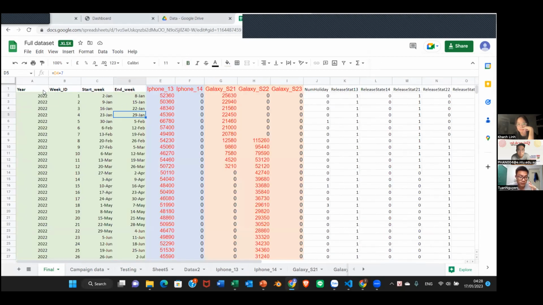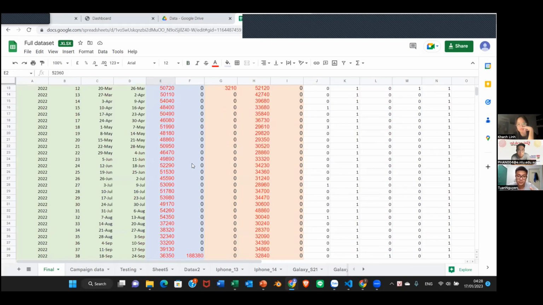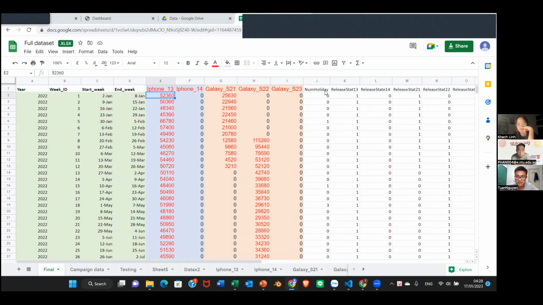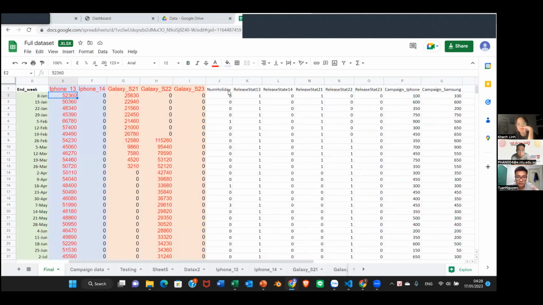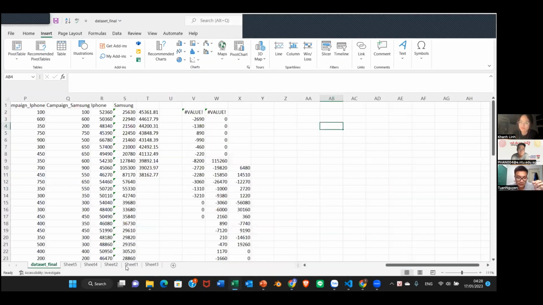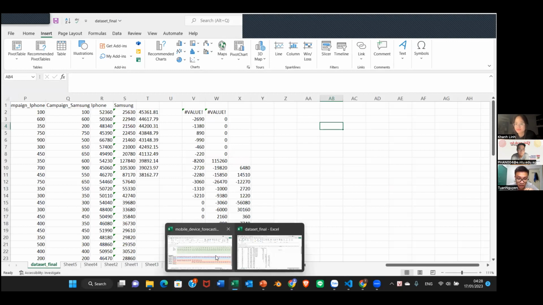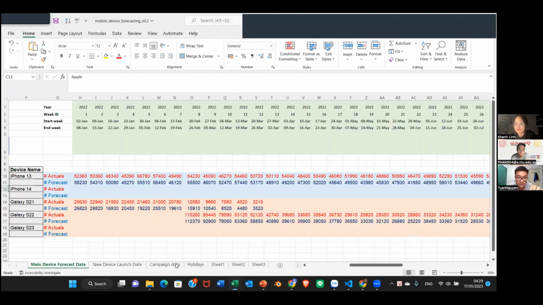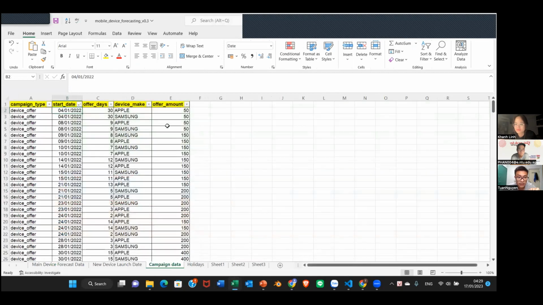So we have the year, the week ID, the start and the end week, the data for the sales of the iPhone 13 and the iPhone 14 and so on. But what is more interesting is that we also sum up the number of holidays in each week, and we assume the offer amount given in the data sheet over here, the offer amount in the campaign data.